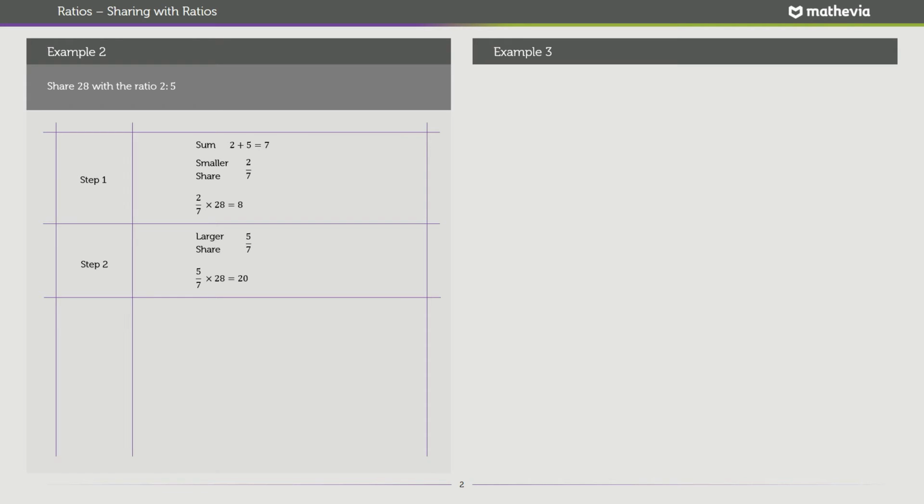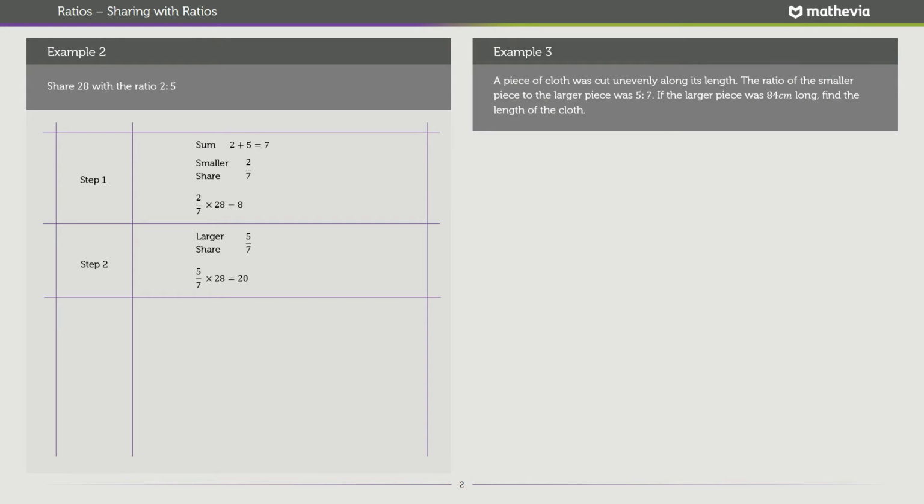Simple, straightforward. Final example. This one looks very interesting. We have a piece of cloth that was cut unevenly. Unevenly means the cut wasn't made equally. It was cut using a ratio, in this case 5 to 7. So the ratio of the smaller piece to the larger piece was 5 to 7. The ratio value for the smaller piece is 5, and for the larger piece is 7. Now, if the larger piece was 84 centimeters long, find the length of the cloth.